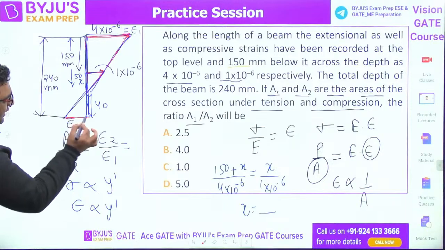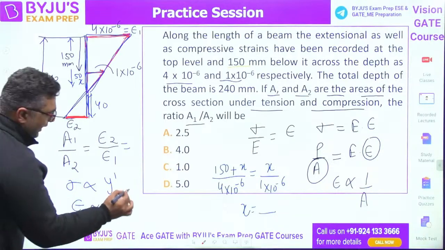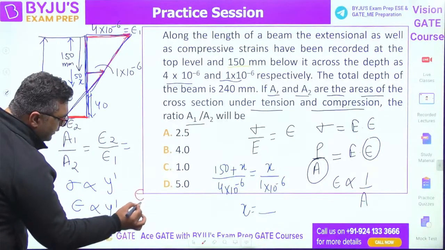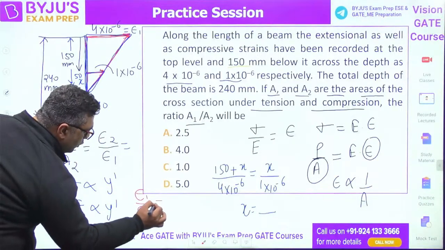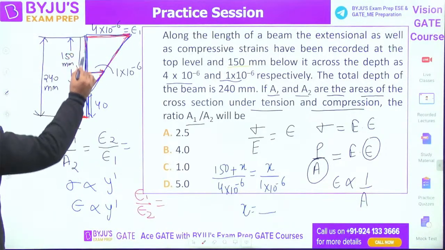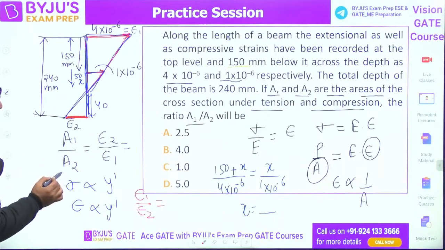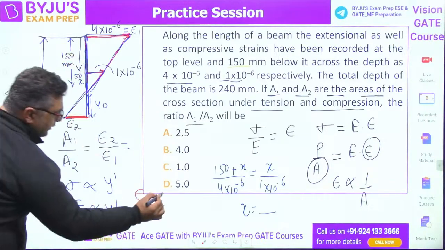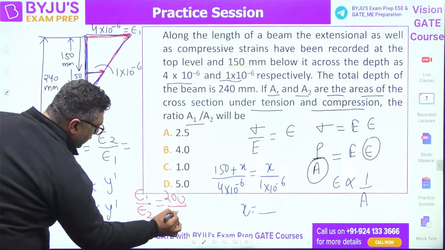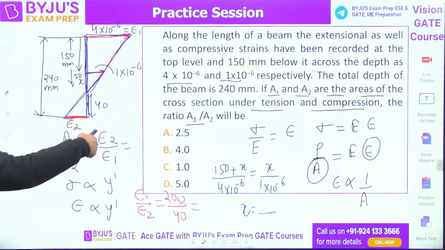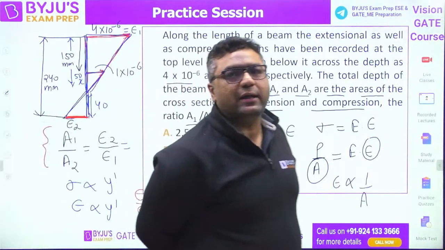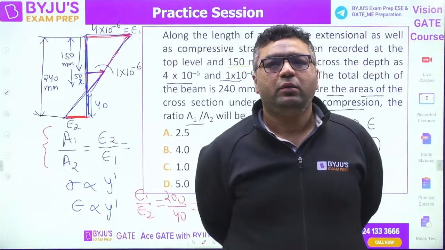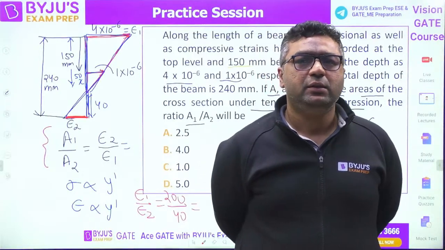If we want to find out this epsilon 2, we can write epsilon 1 by epsilon 2. If you find out, this will be the ratio of this by this. Okay, so you would be having this as 200 by 40. So from here you can put this value here and you can find out the ratio. Tell me what is the answer you are getting. Yes.